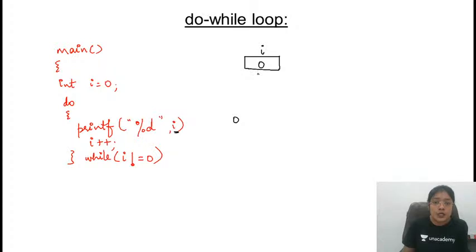Then I plus plus, now I is incremented. After that it is checking the condition: while I is not equal to 0. 1 is not equal to 0. Yes, the condition is true. So again it will execute the statement, print the value of I, 1. I plus plus, incremented to 2. While 2 is not equal to 0, the condition is true. So again it will go to the beginning. Print the value of I.